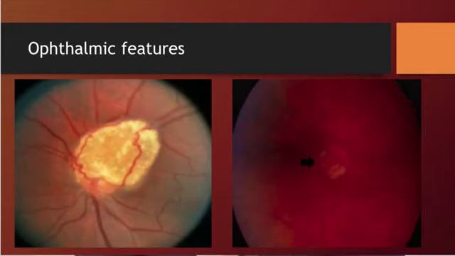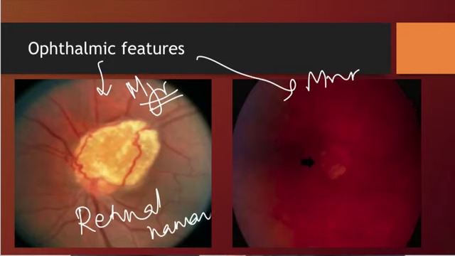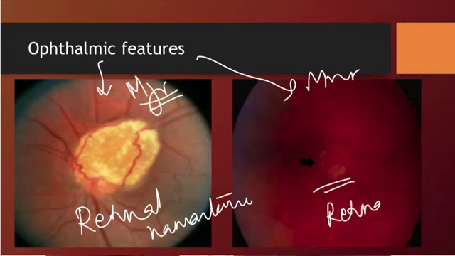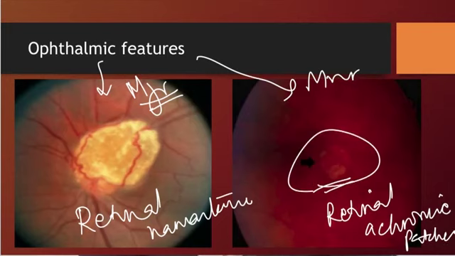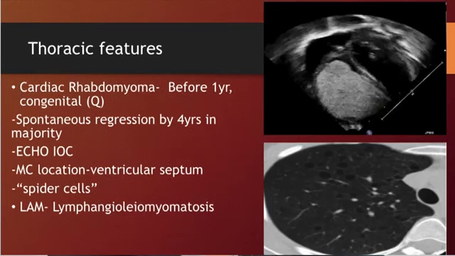Moving on to the two ophthalmological features, as we discussed, one of them is major and one is minor. So what is the major feature? That is nothing but a retinal hamartoma, and the minor feature is retinal achromic patches. So these are the two retinal manifestations which you need to remember, which can be asked as an image based question. Retinal hamartoma and retinal achromic patches are the two ophthalmological manifestations of TSC.